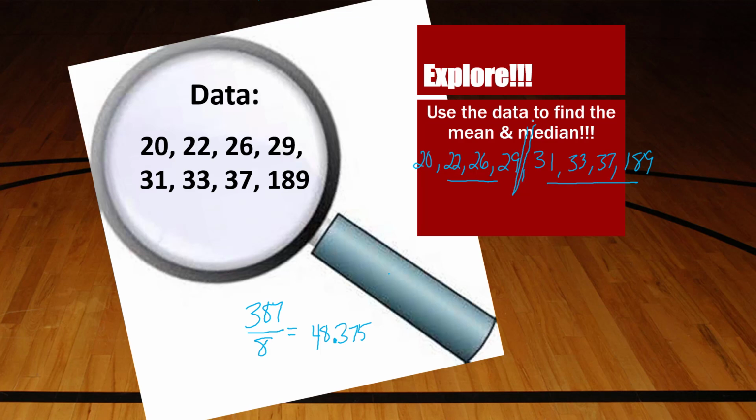Now, what's going to happen is if your bar falls between two numbers, you're looking for the average of those two values. So we will now add 29 plus 31. And we will end up with 60, and we'll divide by 2. And so our median is 30.